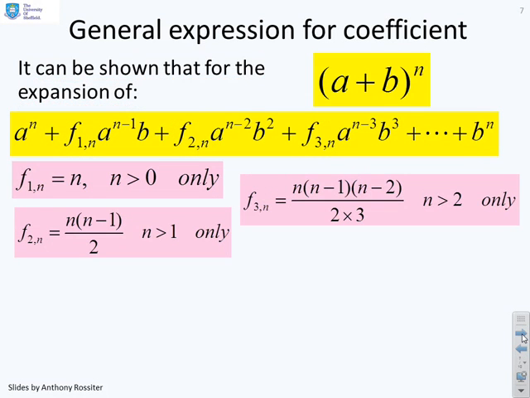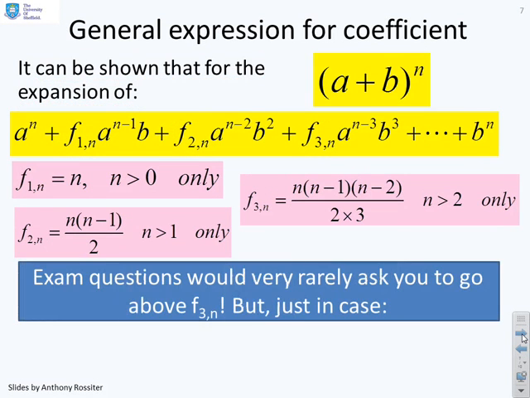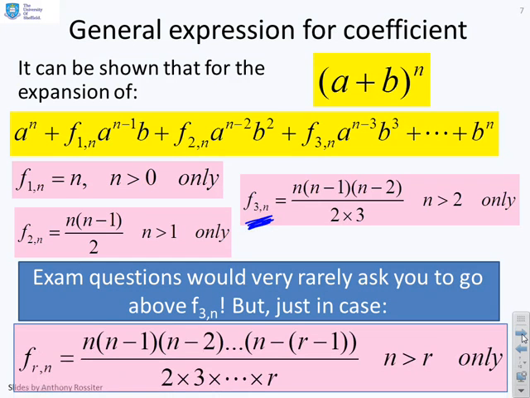So this is what we've just done, and the question is, what would you do if you were asked to get a coefficient higher than f3n? Now that doesn't happen very often, it's pretty rare, but the odd occasion it does. So this is the general form that you need.